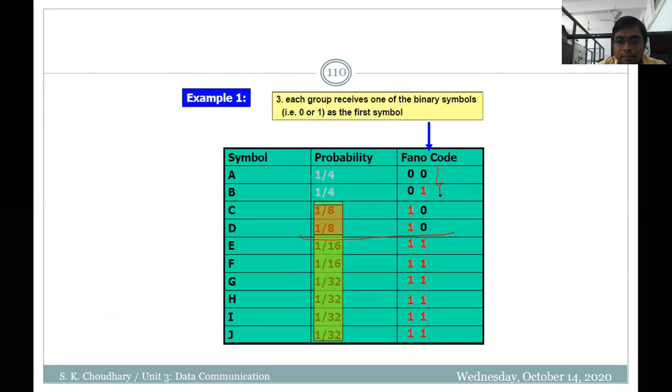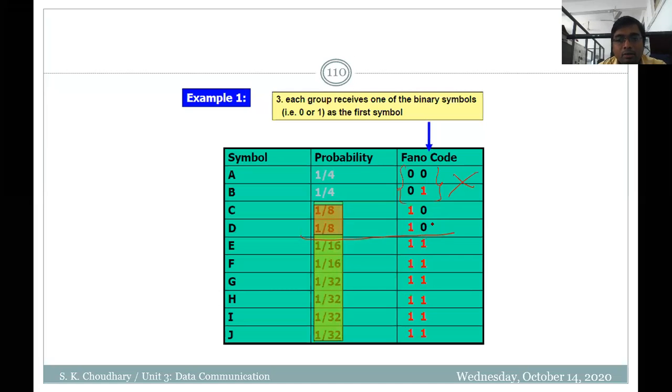Now these two will not take part further because their coding is already completed. As it is completed, we are not allowed to assign any other binary number to A and B. Now the further division: again we have two groups. The first group is CD, and the other is E to J.